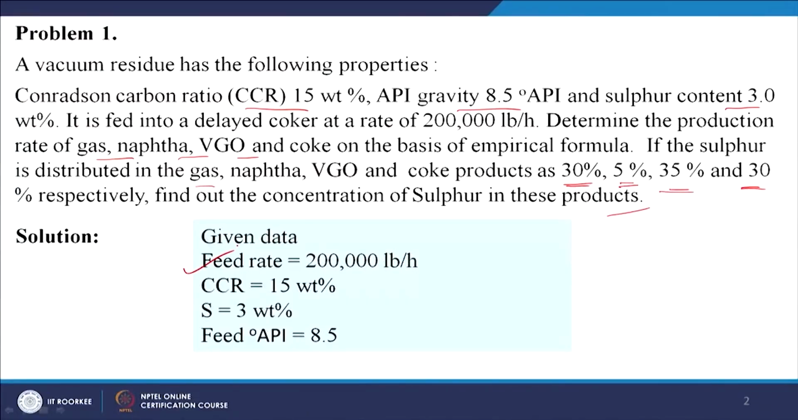So, now we will see what data is given. We have feed rate 2 lakhs pound per hour, and then CCR is 15% and sulfur is 3% in the feed, and API is 8.5 for the feed. Then what we will do? We will use the empirical relationship to determine different products, as we discussed in our previous classes, that using some empirical formula we can predict the product distribution for a delayed coking process.